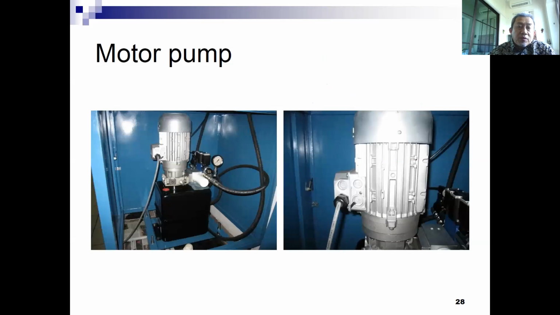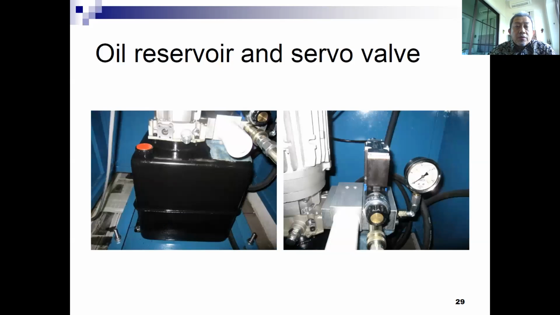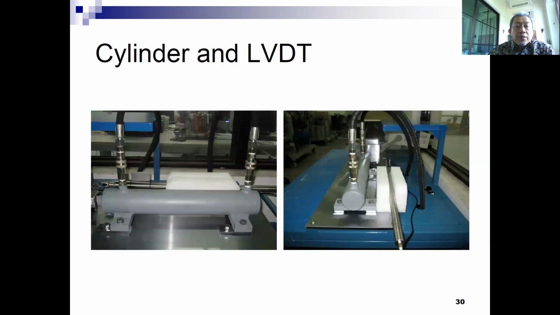So this is the focus on the pump and the controller. A servo valve, and the pump motor that pumps the oil inside this reservoir, the black reservoir. And there is a meter to measure the pressure. And then this is the cylinder with the LVDT. So this is the cylinder, and this is the LVDT, linear variable differential transformer, that sits side by side with the cylinder.